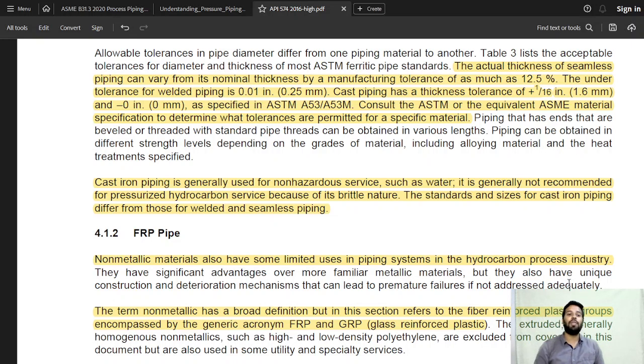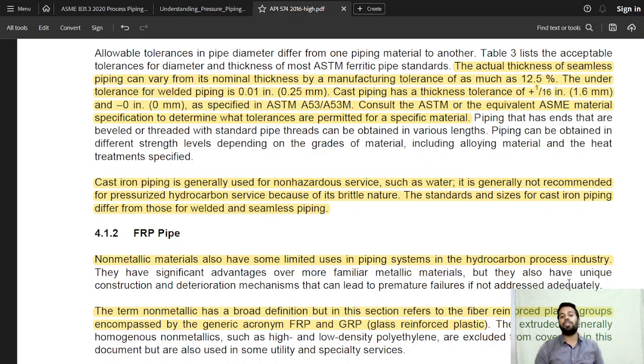The tolerance for welded piping is 0.01 inch, that is 0.25 mm. The cast piping has a thickness tolerance of about plus 1/16 inch, that is 1.5 mm, and minus 0 inch, that is 0 mm, as specified in ASTM A53 and A53M. Consult the ASTM or equivalent ASME material specification to determine what tolerances are permitted for the specific material.